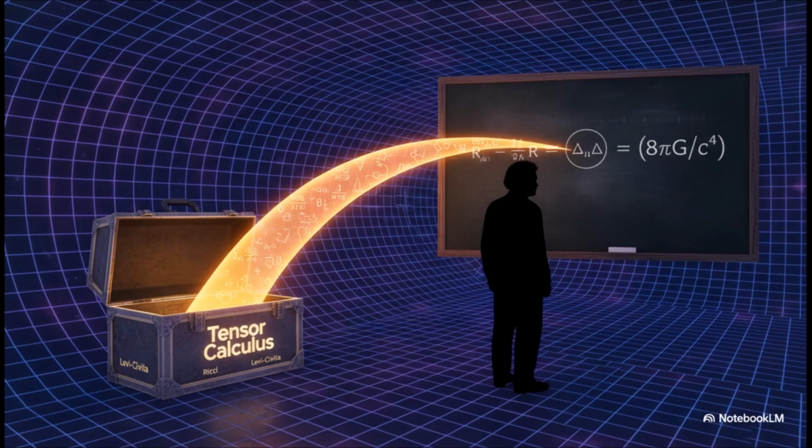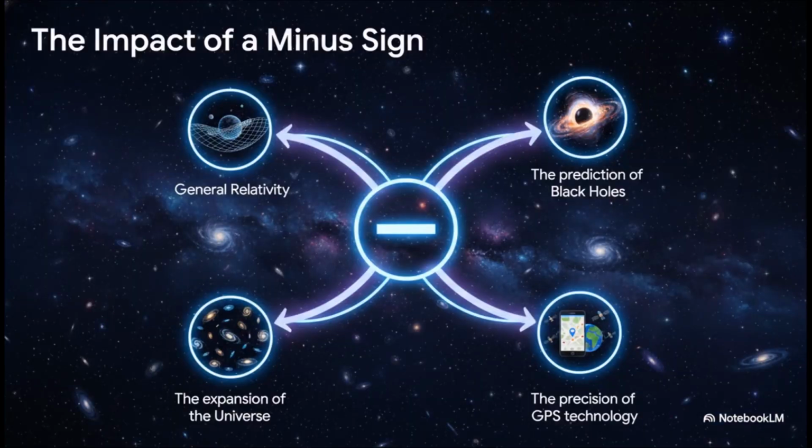The tools that were built by Gauss and Riemann and Christoffel really just out of sheer curiosity turned out to be the exact tools Einstein needed to write his field equations and to describe the very fabric of reality. That minus sign is woven into the structure of his theory. The legacy of that one little minus sign is just staggering.